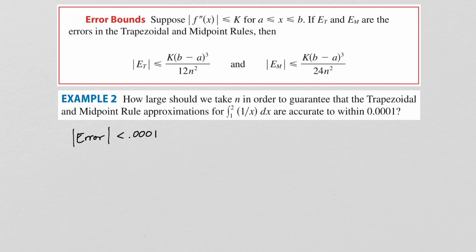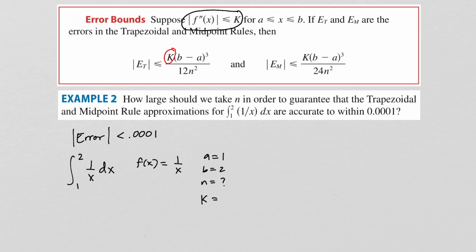Now, what do we know about our problem? Well, again, it's the integral from 1 to 2 of the function 1 over x dx. So the function is 1 over x. a is equal to 1, b is equal to 2, and we don't know the value of n. In fact, the value of n is what we're looking for. We also don't know the value of k, and k is something that we must have to be able to approximate this error. So k comes from looking at the second derivative and asking, how large can the second derivative be on your interval? So let's go ahead and talk about the second derivative.